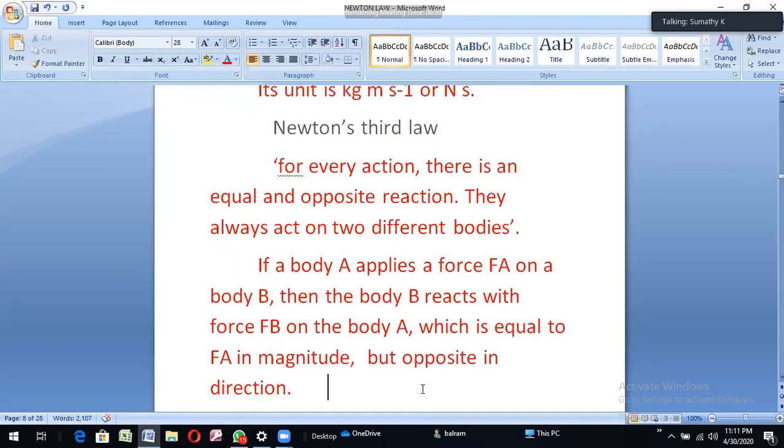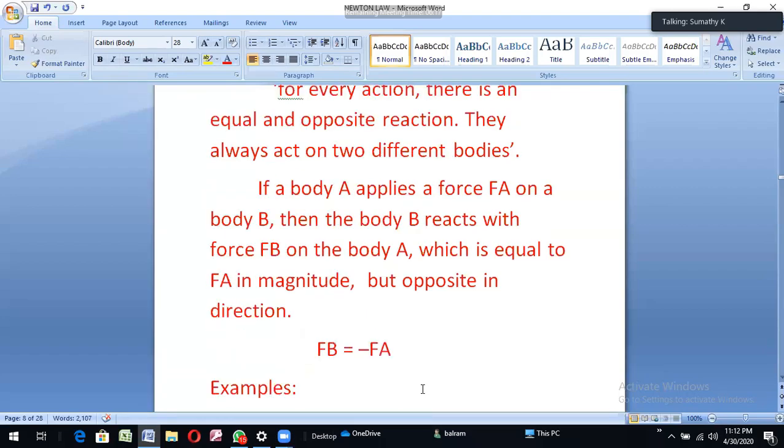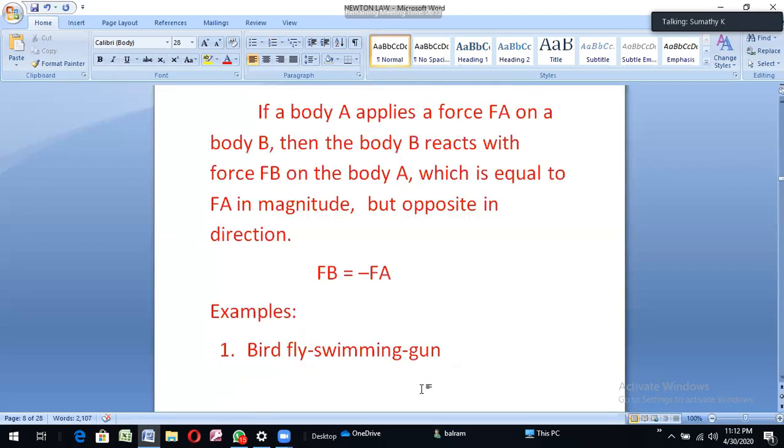So if body A applies a force FA on body B, body B reacts with force FB on body A, which is equal to FA in magnitude but opposite in direction. What is the example for that? FB is equal to minus FA. Minus indicates the opposite reaction.